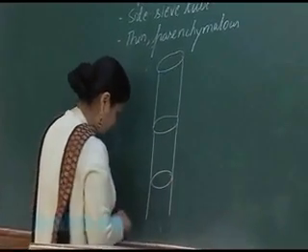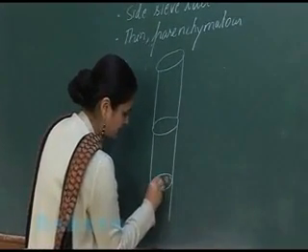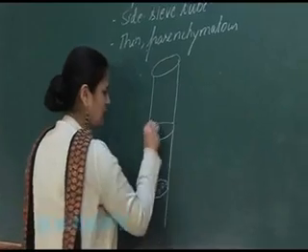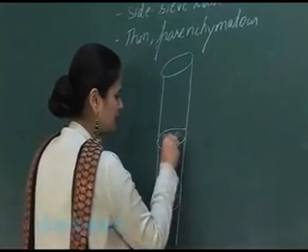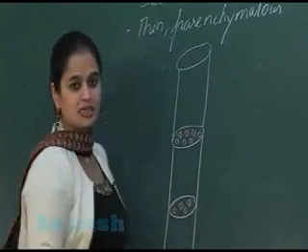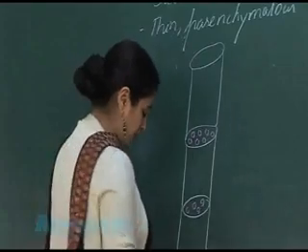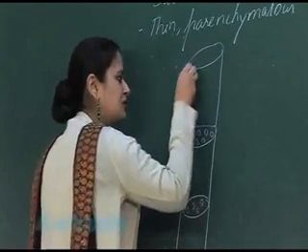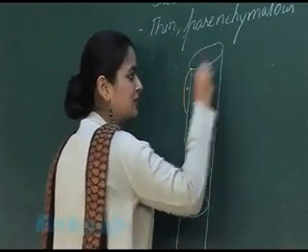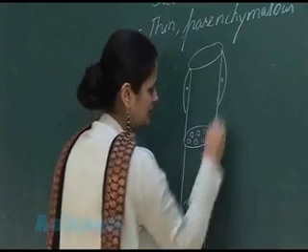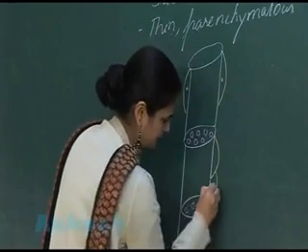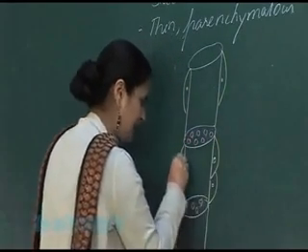Yes, this cross wall is porous. Come on, tell me what this porous cross wall is known as? Sieve plate. Yes, now on the sides there is presence of companion cells. So these are companion cells.